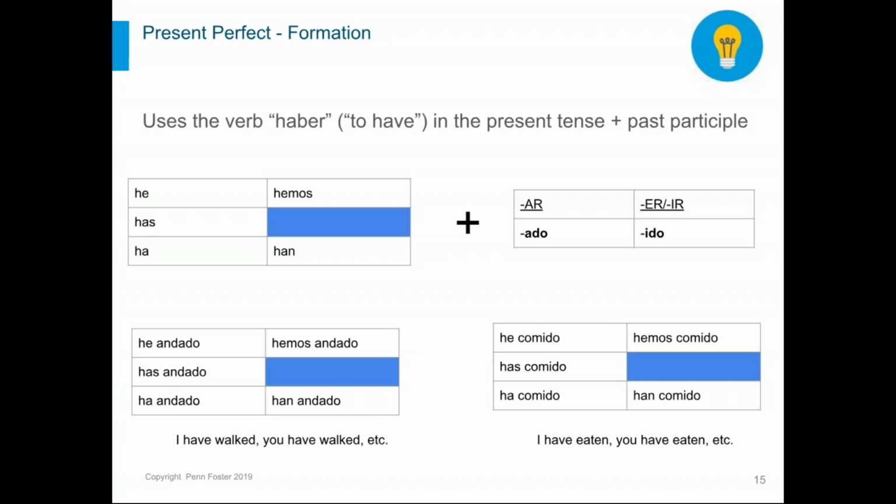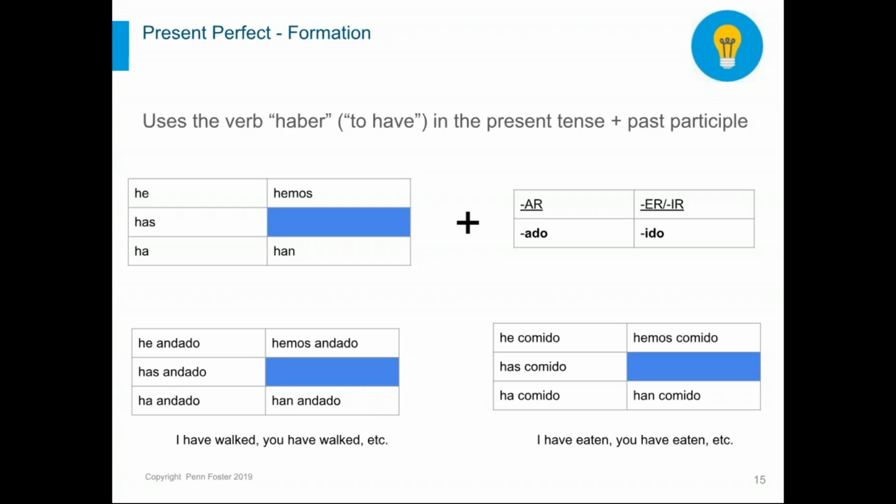And the present perfect tense uses the present form of haber, which you see in the chart in the middle of this slide to the left side. He, has, ha, hemos, and han. I have, you have, he or she has, we have, they have. And then you follow that with the past participle like andado or comido. That combination translates as I have walked, you have walked, etc. I have eaten on the right side, you have eaten, etc. So present perfect, something that has or things that have been done.